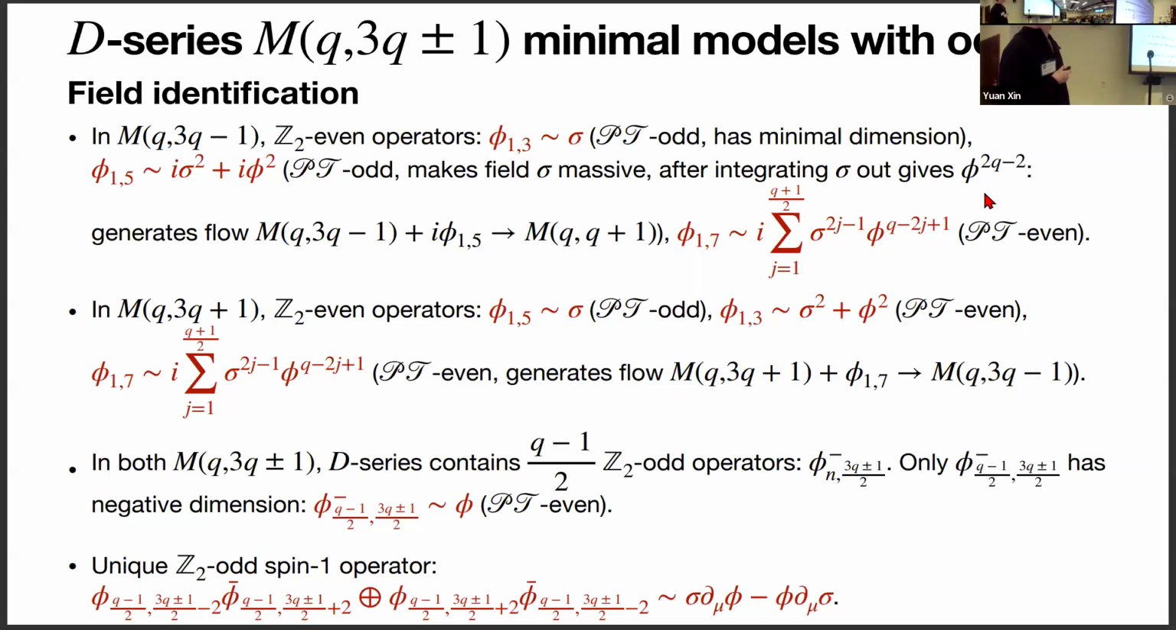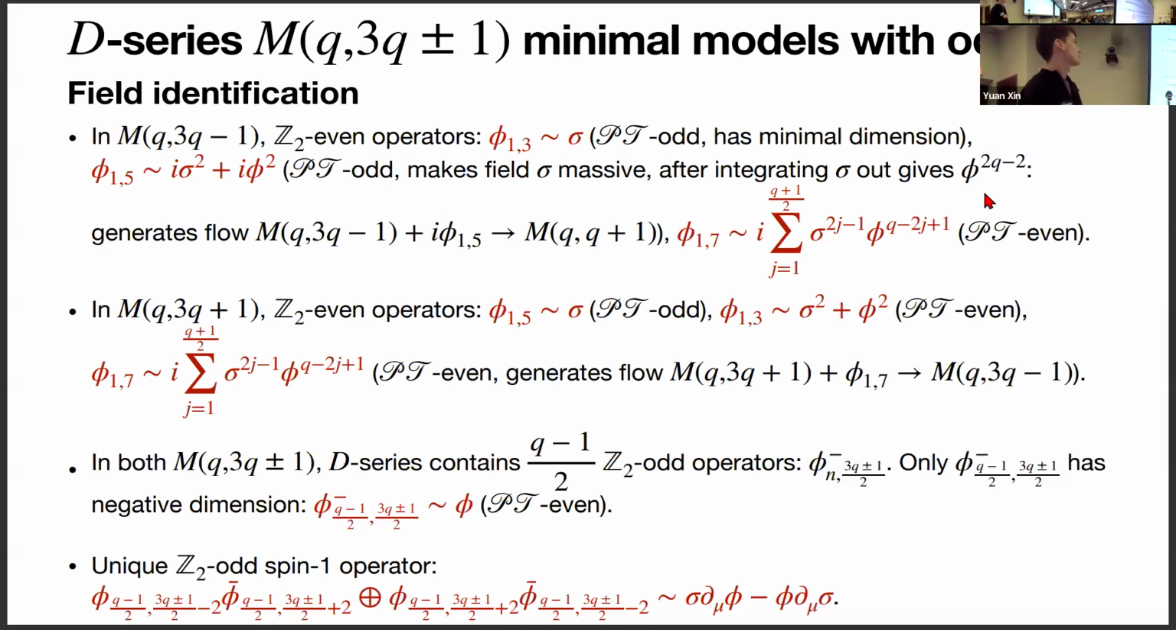The phi_{5,5} operator we identify with i sigma squared plus i phi squared. It's also PT odd, and perturbation by this field makes the field sigma massive. After integrating sigma out, it gives a unitary potential phi to the Q minus 2. So this phi_{5,5} operator again generates a flow from M_{Q,3Q-1} to M_{Q-1,Q+1}. And phi_{5,7} is one of the linear combinations of this sigma to the Q plus what I wrote before. It's phi_{5,7}, and it generates a flow from M_{Q,3Q+1} to M_{Q,3Q-1}.